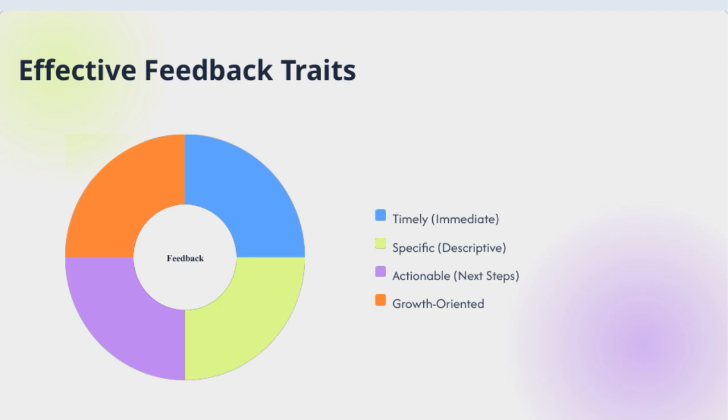Specific feedback, or descriptive feedback, is crucial because vague comments don't lead to change. Instead, give concrete examples so the person knows exactly what to work on. Timeliness is also vital. Delivering feedback promptly ensures it's relevant and can be acted upon right away. Lastly, effective feedback traits include being honest, respectful, and constructive, aiming to motivate rather than demoralize.